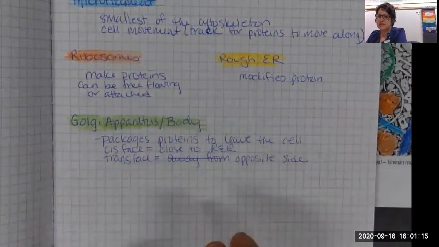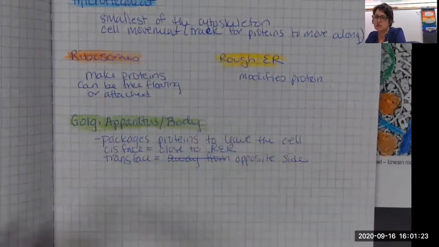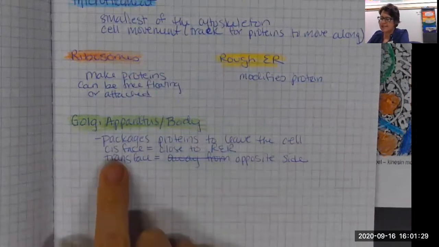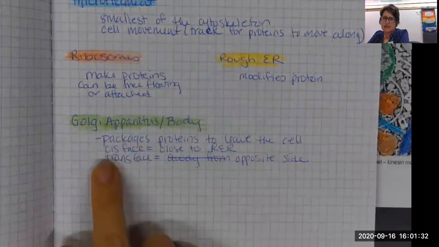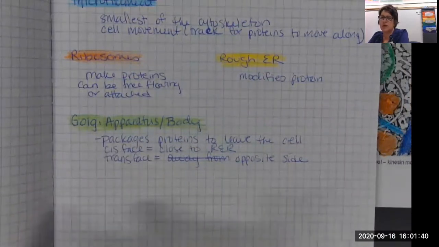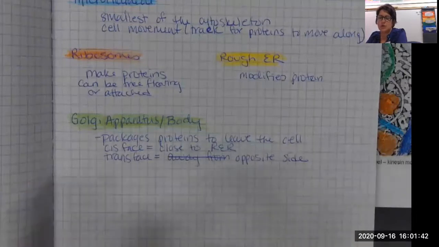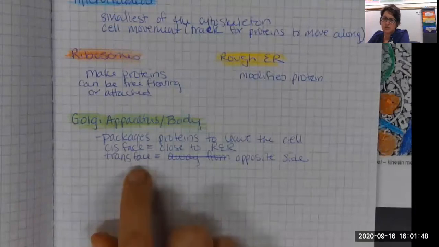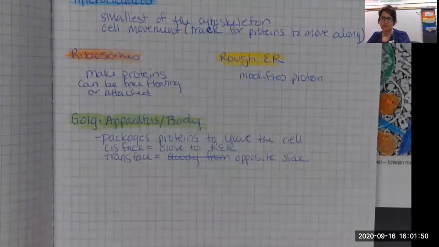And then it has two sides, and this information is very brand new to you this year. One side, the side that's closer to the ER, the side that the vesicle will come to from the rough ER, is called the cis face, C-I-S. And then the other side of the Golgi, the side where the vesicle will leave to go to the plasma membrane, is called the trans face. So the cis face and the trans face.